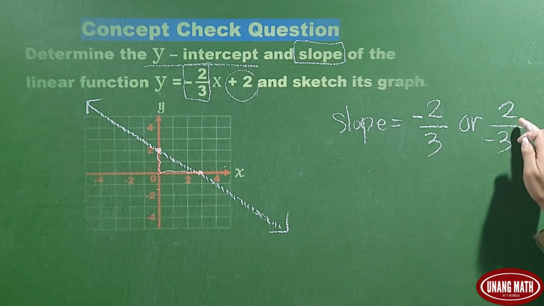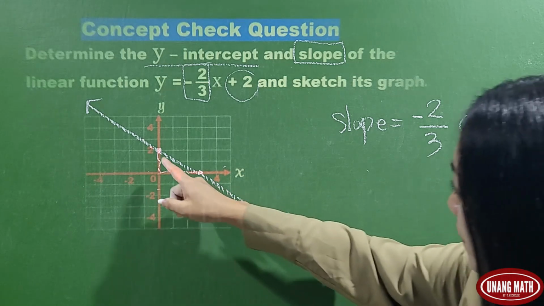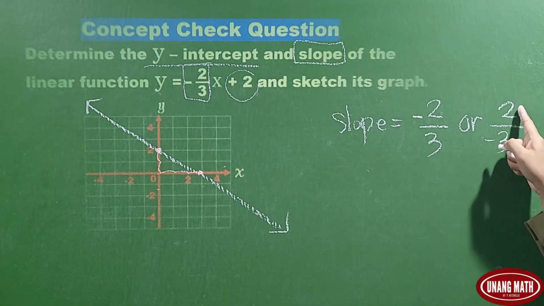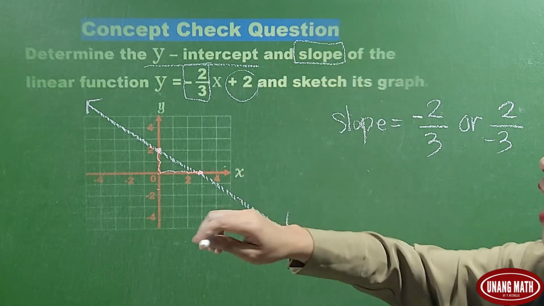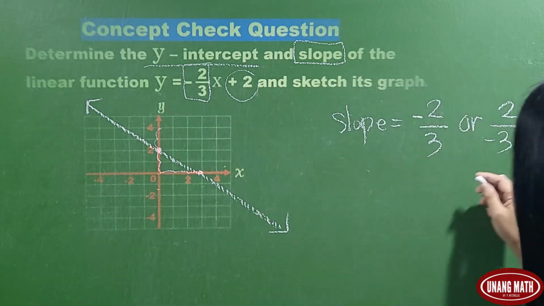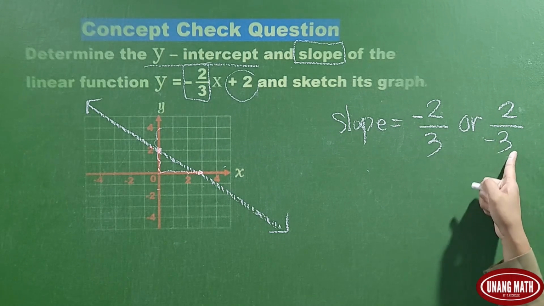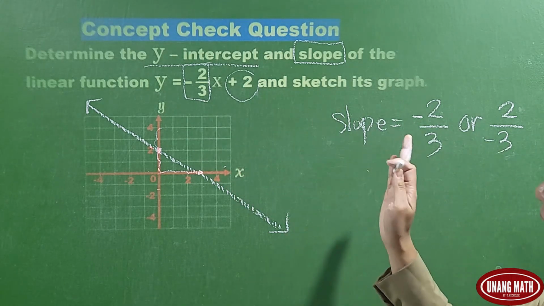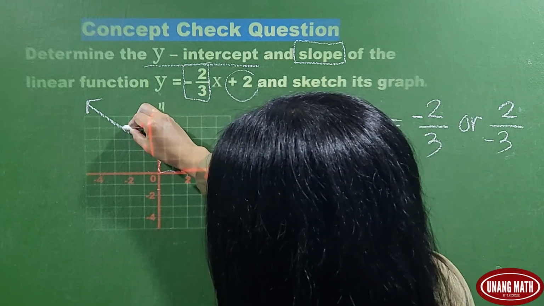What about if we use 2 over negative 3? From here, change in y is 2 or positive 2. That means we need to move going up 2 units. So 1, 2. And then our change in x is negative 3. So we will be moving 3 units going to the left. So 1, 2, 3.